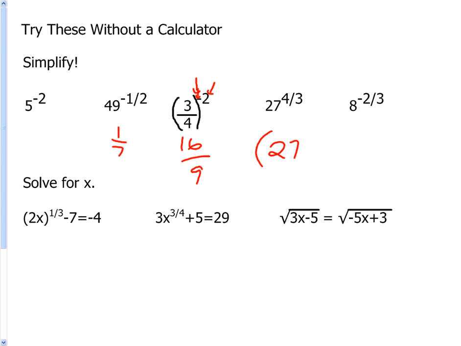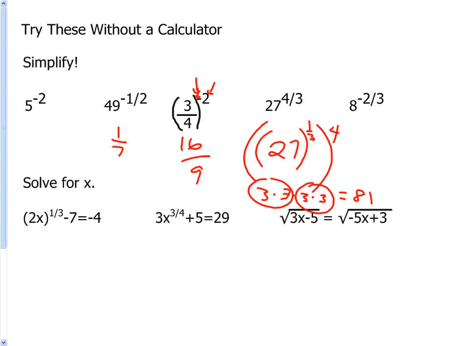Next one, 27 to the 4/3. That's like 27 to the what? To the what? 1/3 and then 4. Always make it smaller and then make it bigger. What's 27 to the 1/3? 3. 3 to the 4th? The easy way to do this is 3 times 3 is 9, 3 times 3 is 9, 9 times 9 is 81. Okay, so either way, 3 to the 4th is 81.